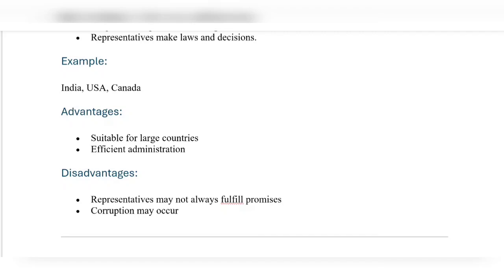If we talk about the advantages or benefits of having such representative democracy, you can understand that it is suitable for large countries where everybody cannot sit together and take decisions. Their representatives can sit and take decisions on behalf of them, and it will lead to efficient administration also.